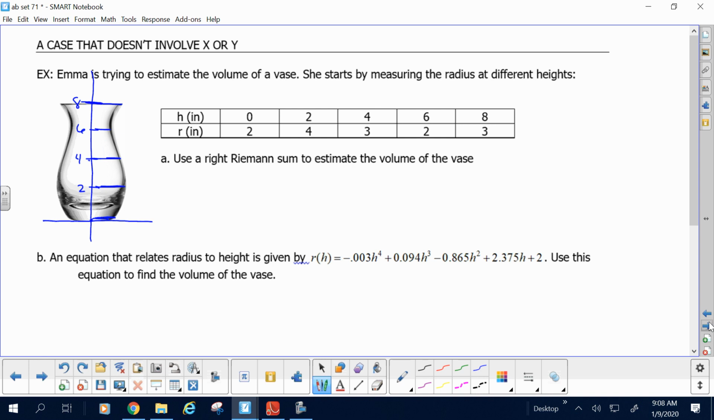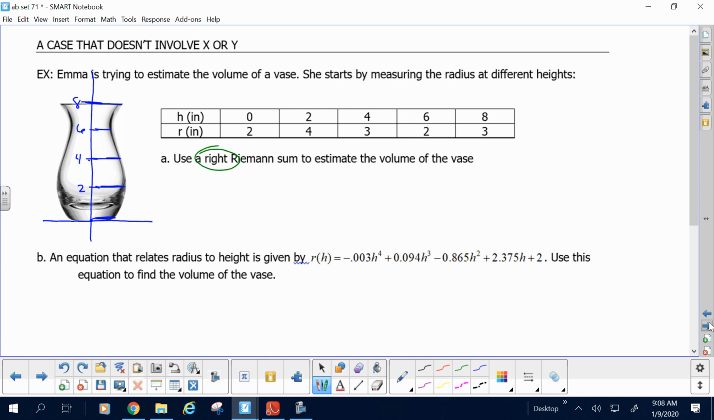They found or estimated the radius. You follow? All right, now we could, based on the table, estimate the volume of the vase by thinking right Riemann sum like rectangles, but revolved rectangles because we're doing volume, yeah? So let's draw this a little better. It says a right Riemann sum.